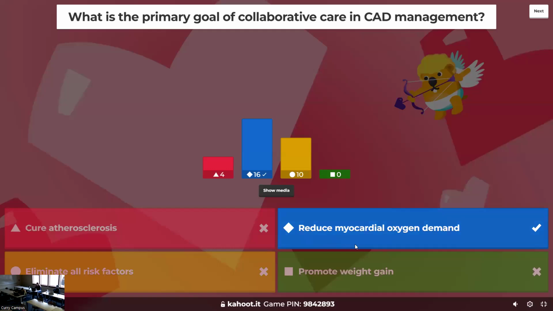Alrighty. Now, reduce myocardial oxygen demand. So that's the biggest goal. We can't really cure atherosclerosis. We could stent it if we needed to. Can't really eliminate all risk factors, and we don't want to promote weight gain.